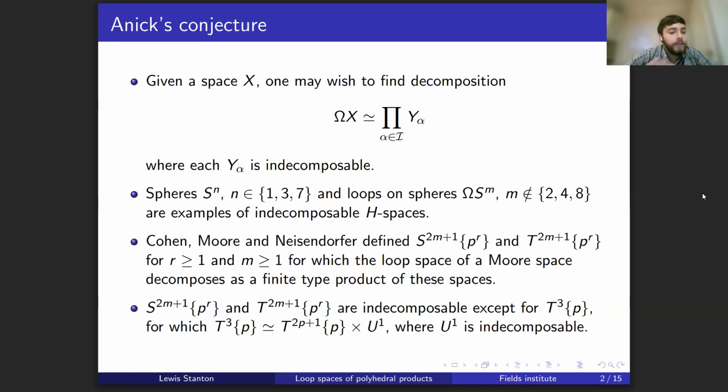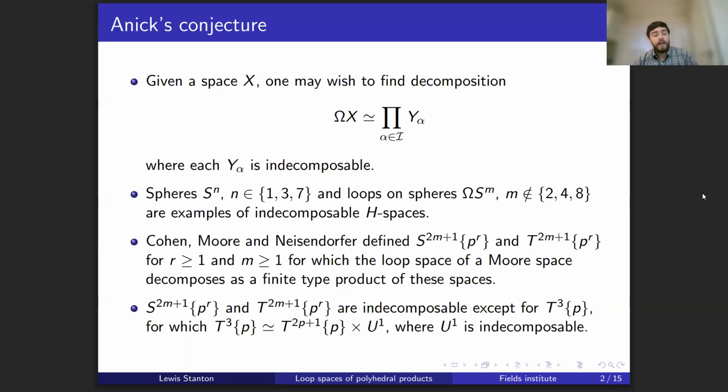These all have torsion-free homology, but if we want some torsion in homology, then Cohen, Moore, and Neisendorfer defined these spaces here for an odd prime p, and Fred Cohen did it for the prime 2, where your power is greater than or equal to 2, for which the loop space of the corresponding Moore space decomposes as a finite type product of these spaces. And most of these are indecomposable, with a single exception, T_3^p, which decomposes as another one of these T spaces, crossed with another space U_1, which is itself an indecomposable space.